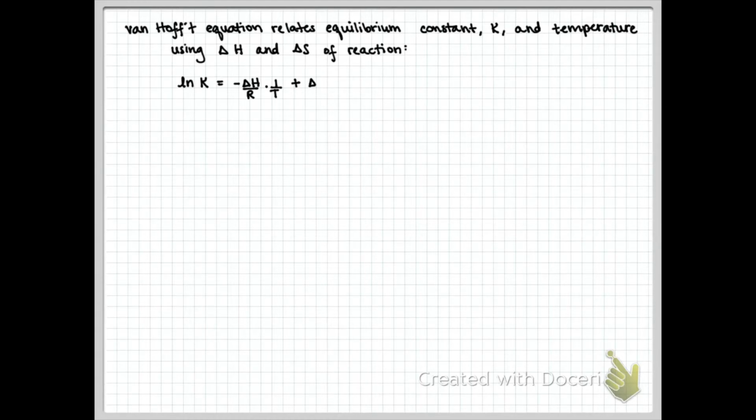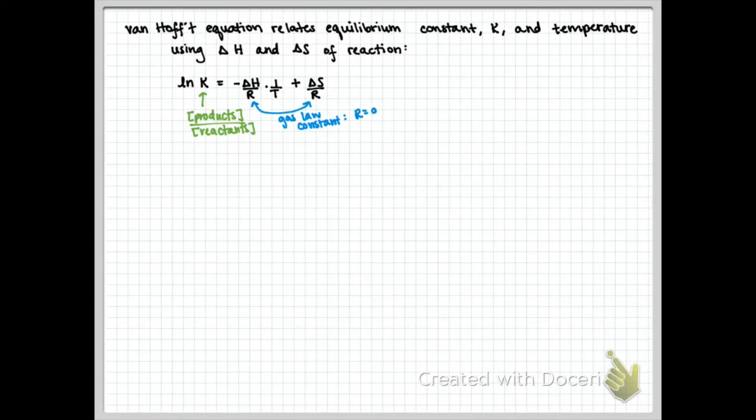So the Van 't Hoff equation is the natural log of K, where remember K is our equilibrium constant, is equal to negative delta H divided by R times 1 over the temperature plus delta S divided by R. Remember that equilibrium constant is defined as the concentrations of the products divided by the concentrations of the reactants. Usually these are multiplied by each other, and we don't include water or solids.